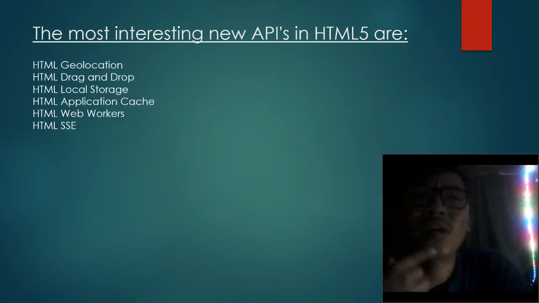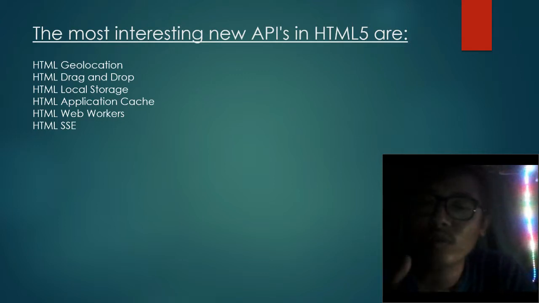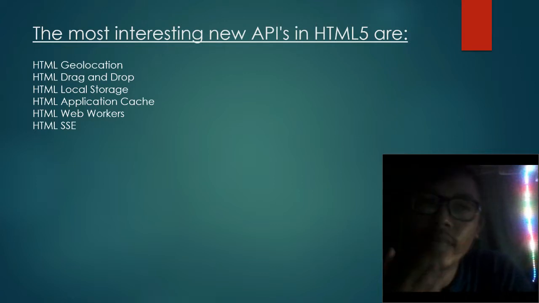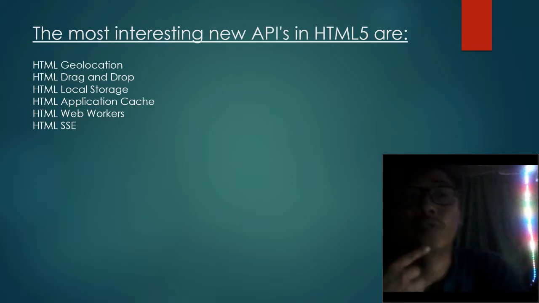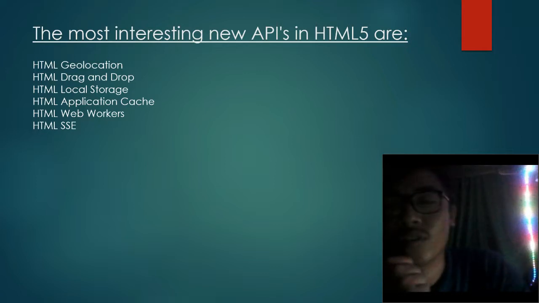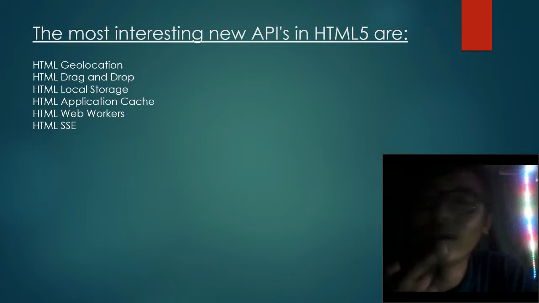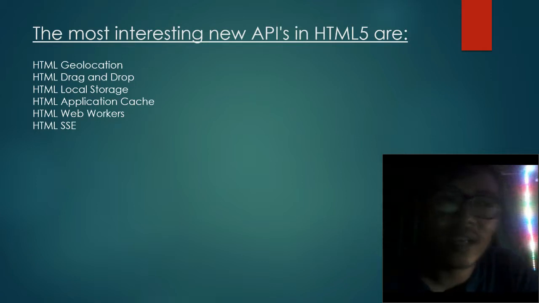What are the most interesting new APIs in HTML5? You may already know about APIs, and I will talk about APIs in future videos. Today I'm just mentioning the interesting new APIs in HTML5: HTML geolocation, HTML drag and drop, HTML local storage, HTML application cache, HTML web workers, and HTML SSE. We'll discuss them in the future also.